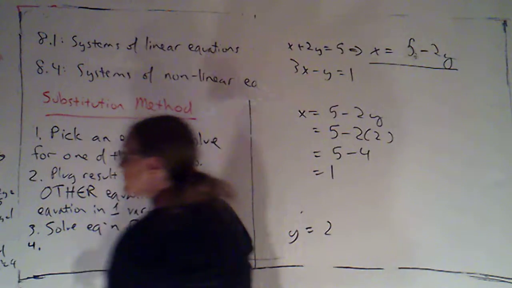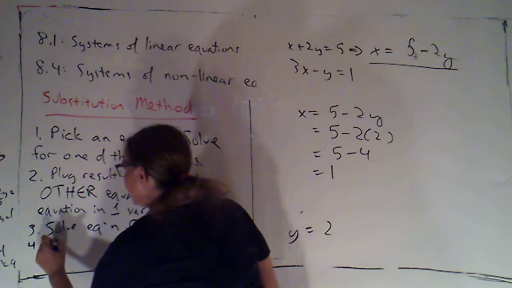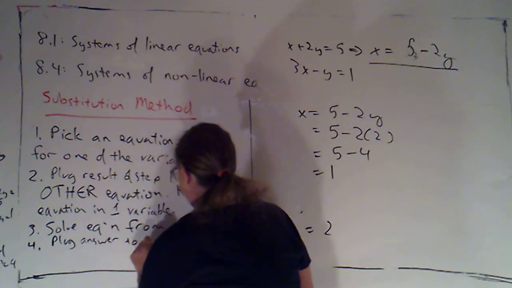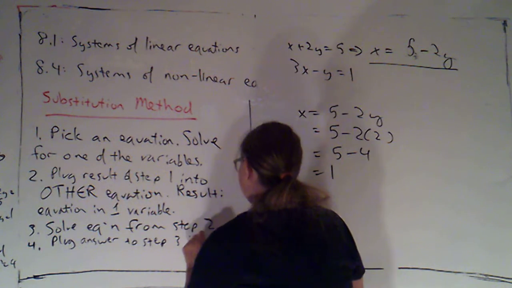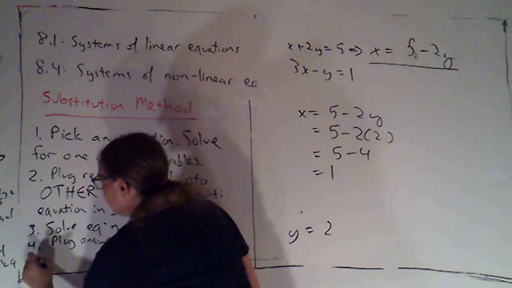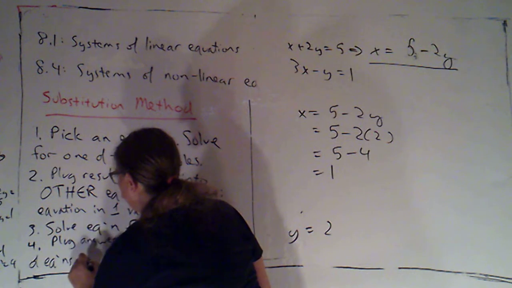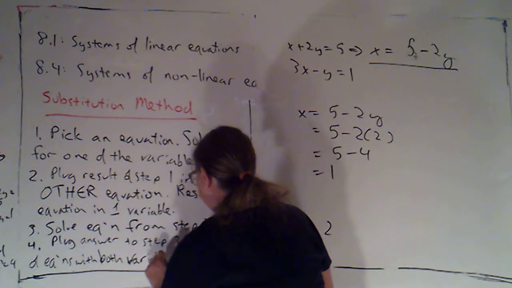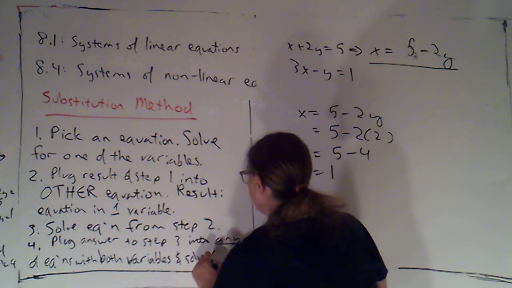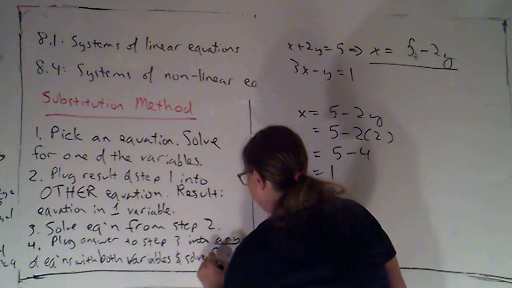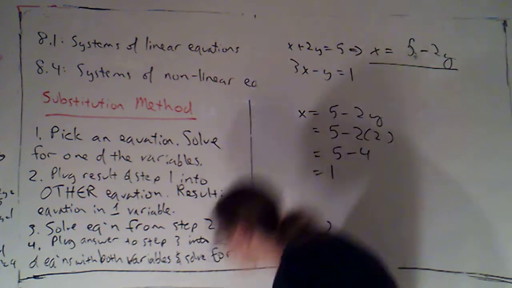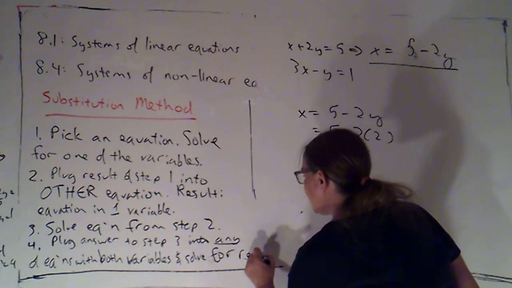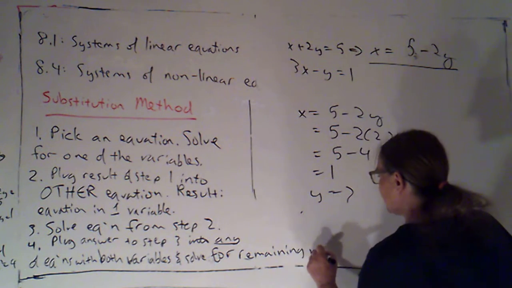So step 4 is to plug the answer to step 3 into any of the equations with both variables, and solve for the remaining variable. Running out of space. My goodness, we have y equals 2.